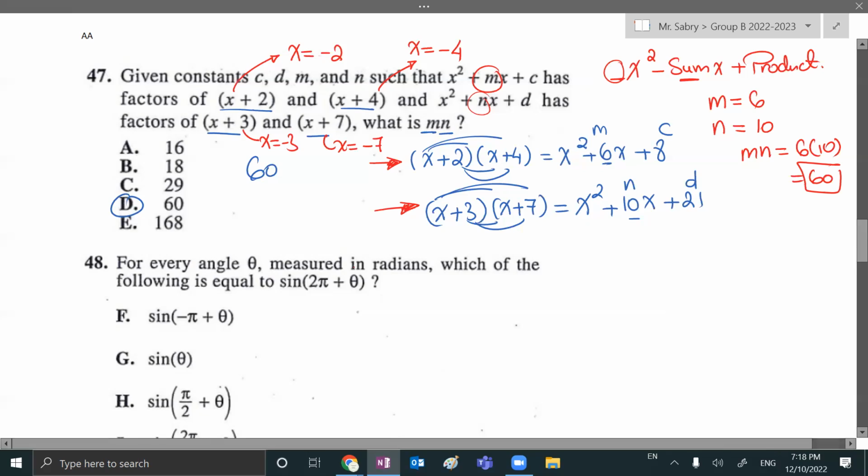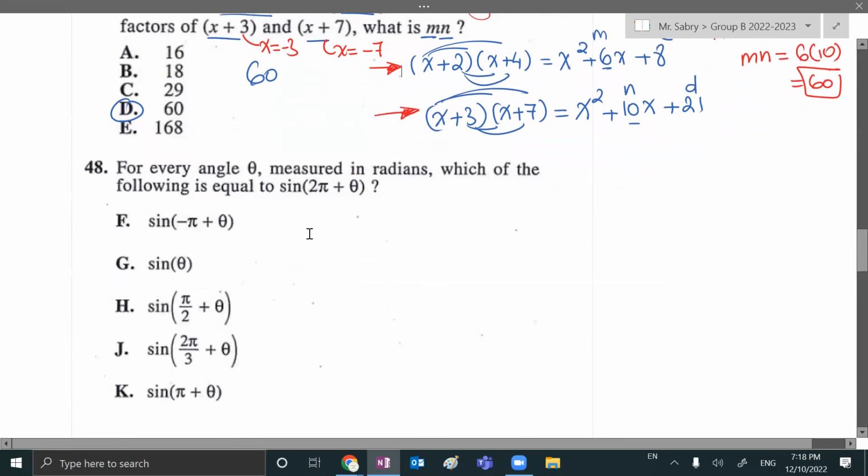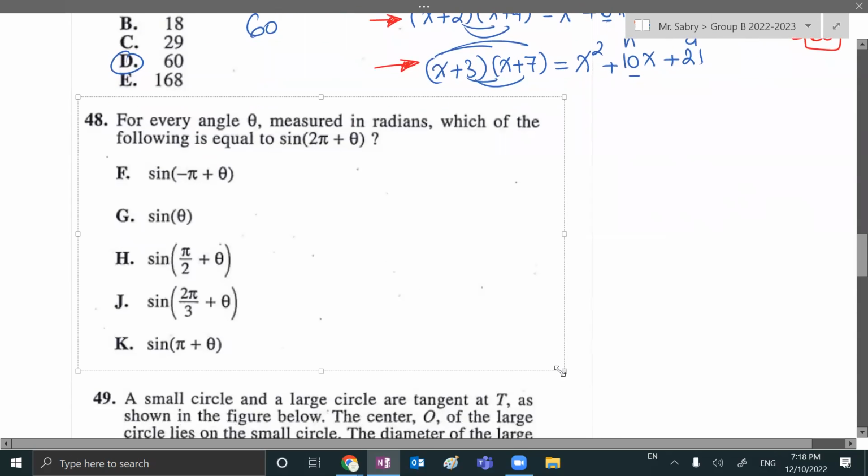Does everything that we explained so far make sense? Okay. No, doesn't? I feel like it doesn't. Okay.